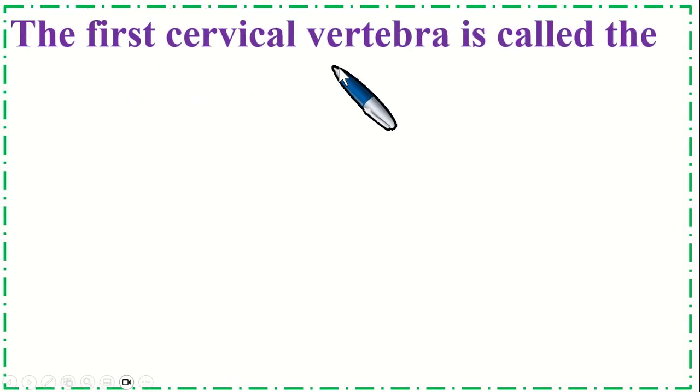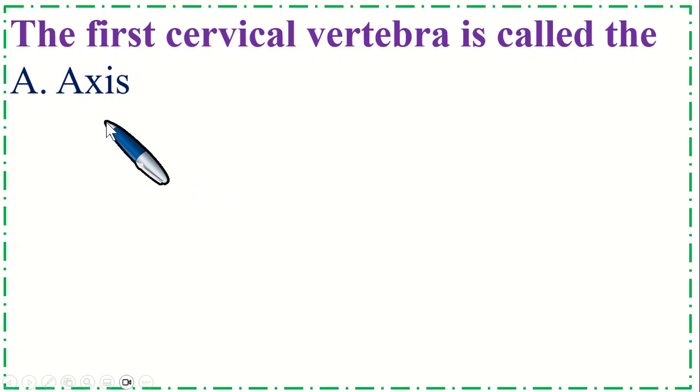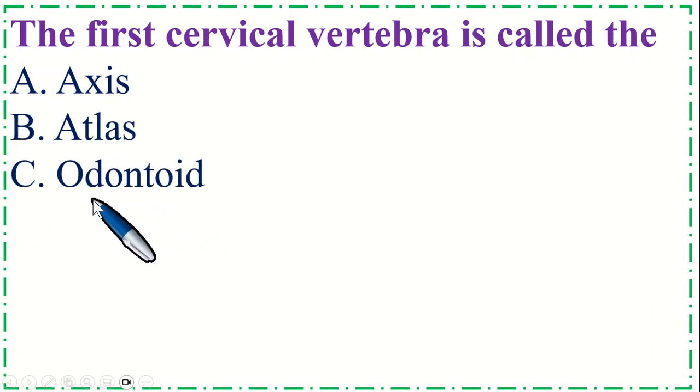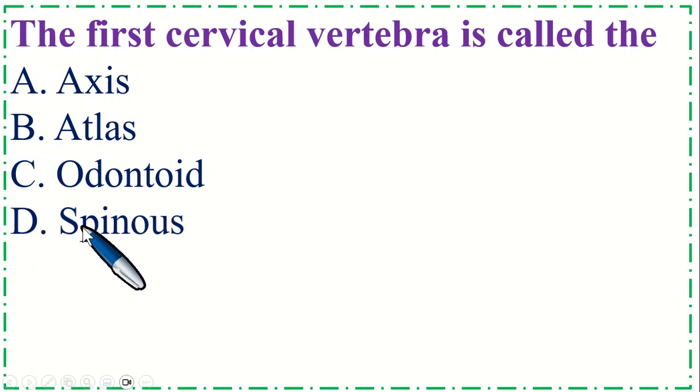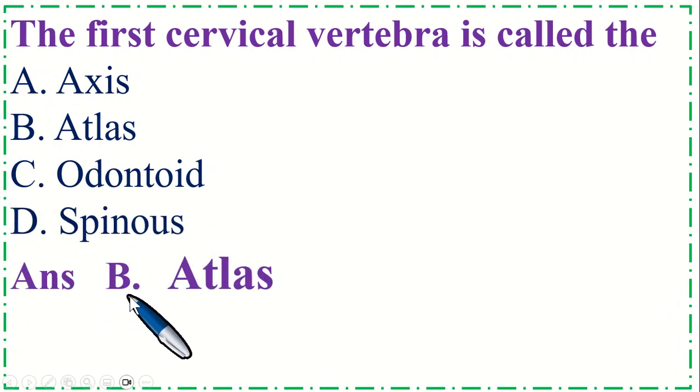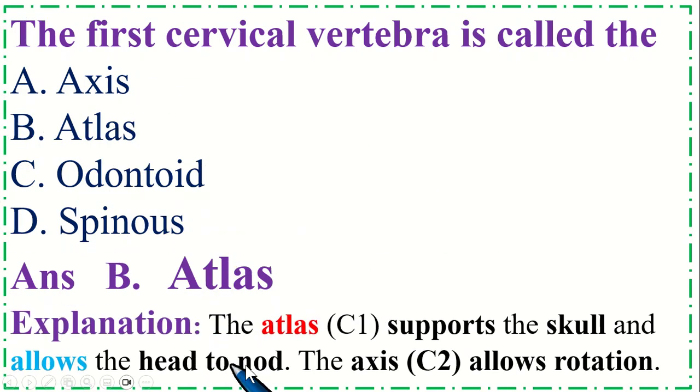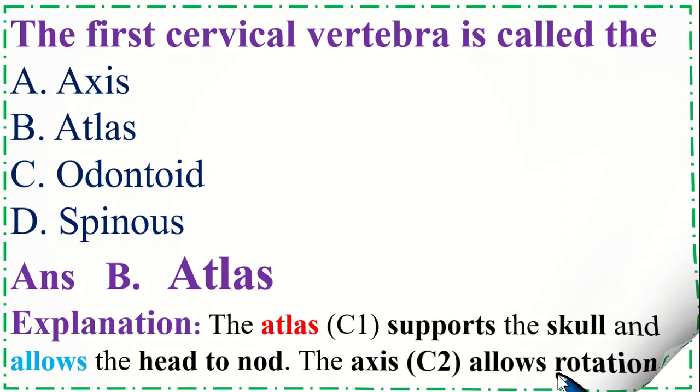The first cervical vertebra is called: option A axis, B atlas, C odontoid, and option D spinous. So the correct option is B atlas. The atlas, C1, supports the skull and allows the head to nod. The axis, C2, allows rotation.